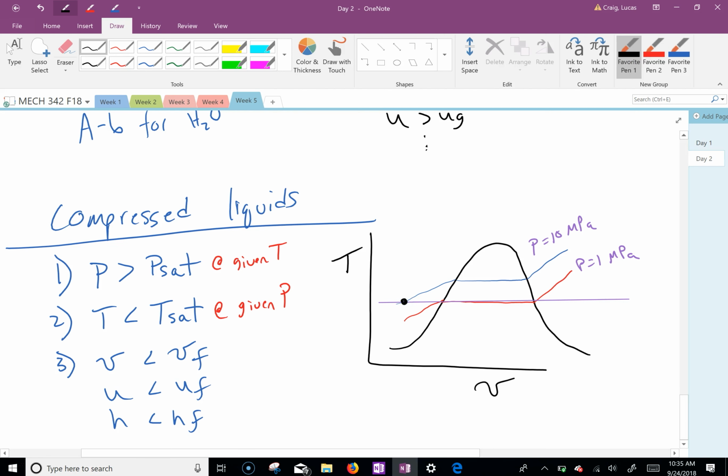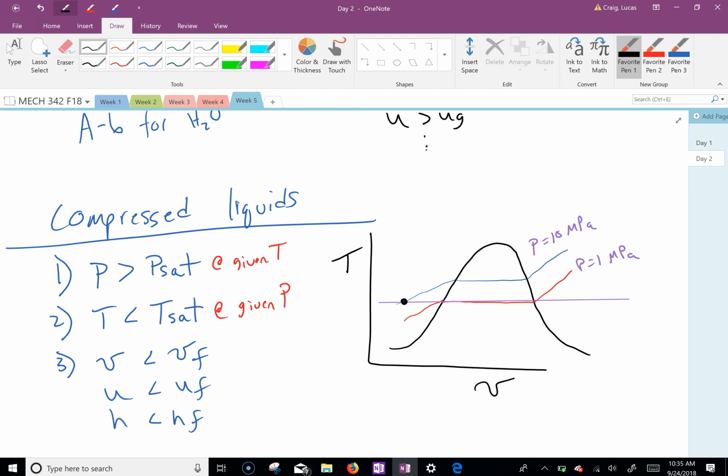What's that pressure? So this whole blue line is the same pressure. So 10 megapascals. What's the saturation pressure at that temperature? It's at this red line, which is 1 megapascal. So the pressure is higher than Psat. Okay, does that make sense? Because Psat's in the middle here, and we're at that pressure there.